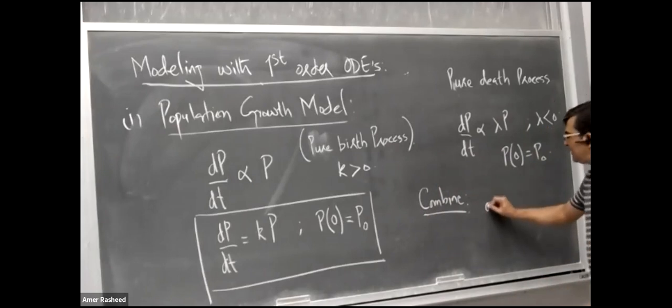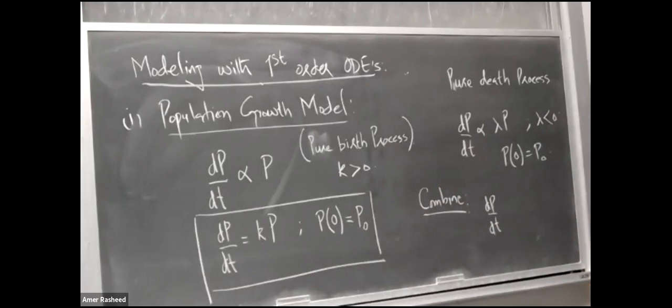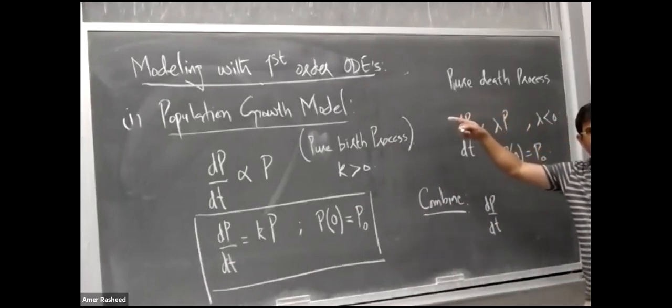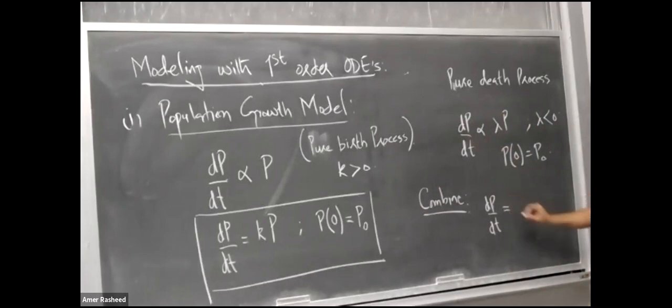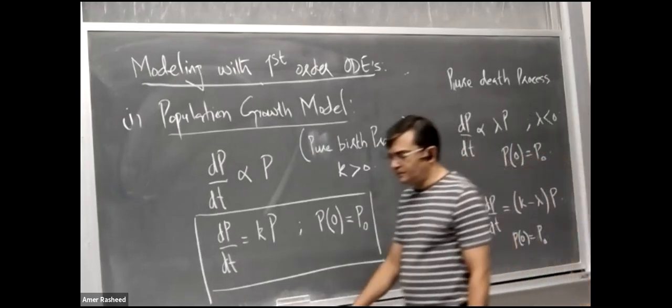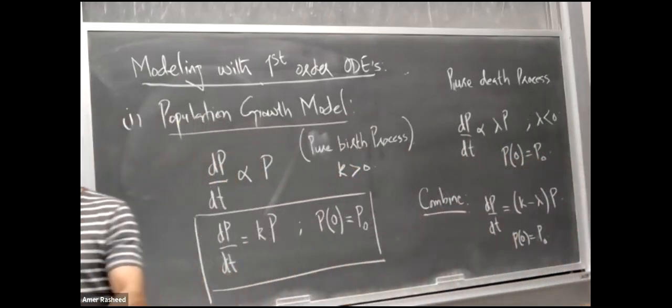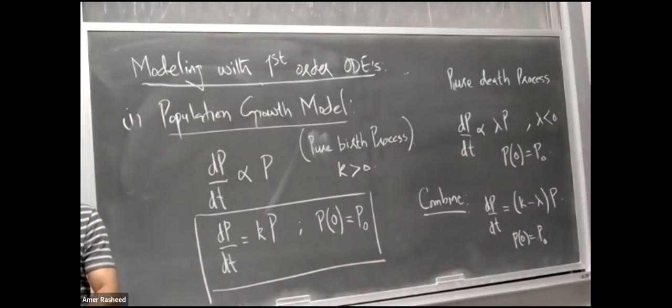And that model would be dP by dt. It is proportional to both, okay, birth as well as death. So that model will be K minus lambda times P, where the initial population is some constant number. Now this model will give us both birth as well as death process.